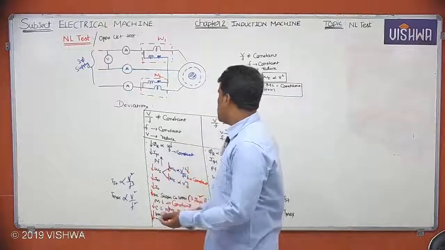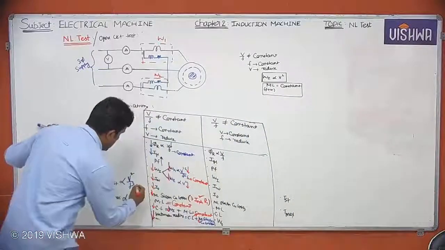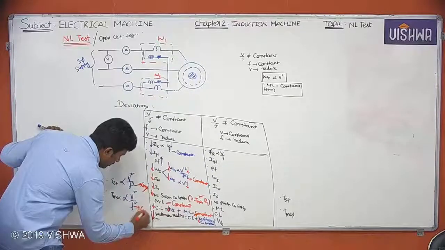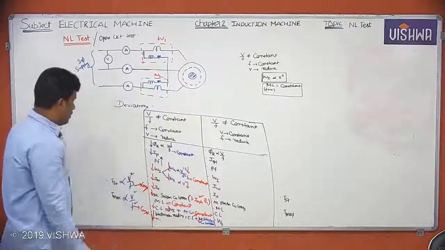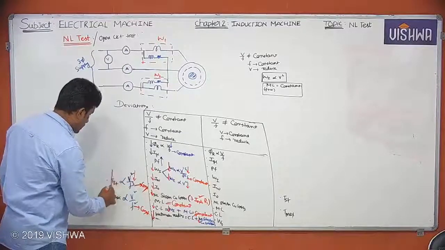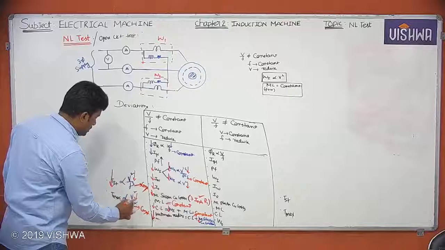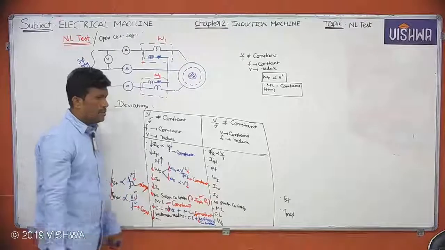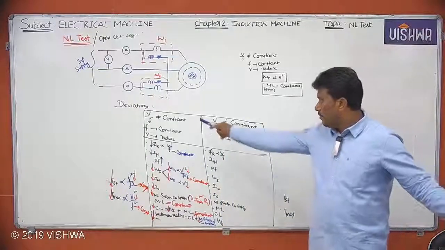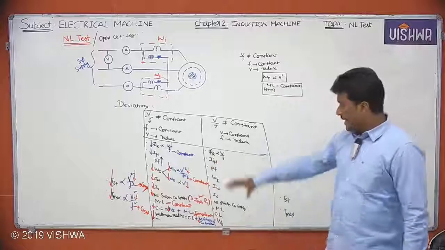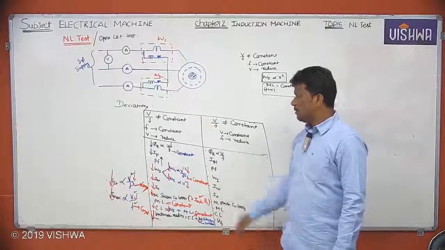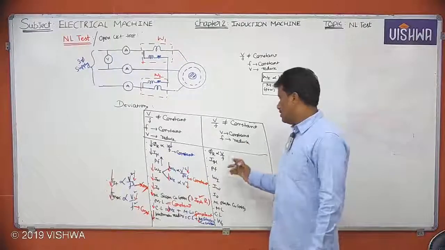Now, since frequency is constant here, and you are reducing voltage, T start will reduce and T max will reduce. So these are the variations of T start and T max in this case. Same thing I am asking: when compared to this, what are the variations here? I think you can tell the answer.